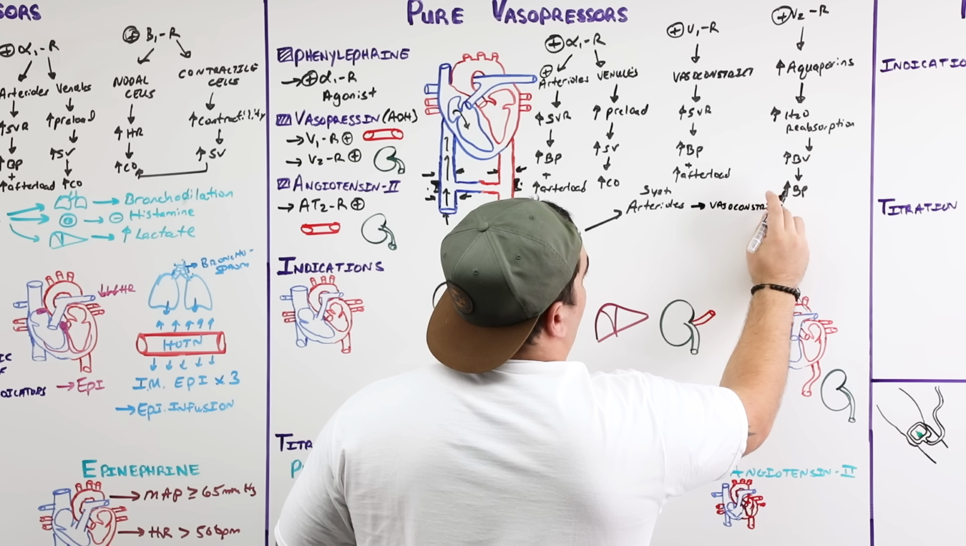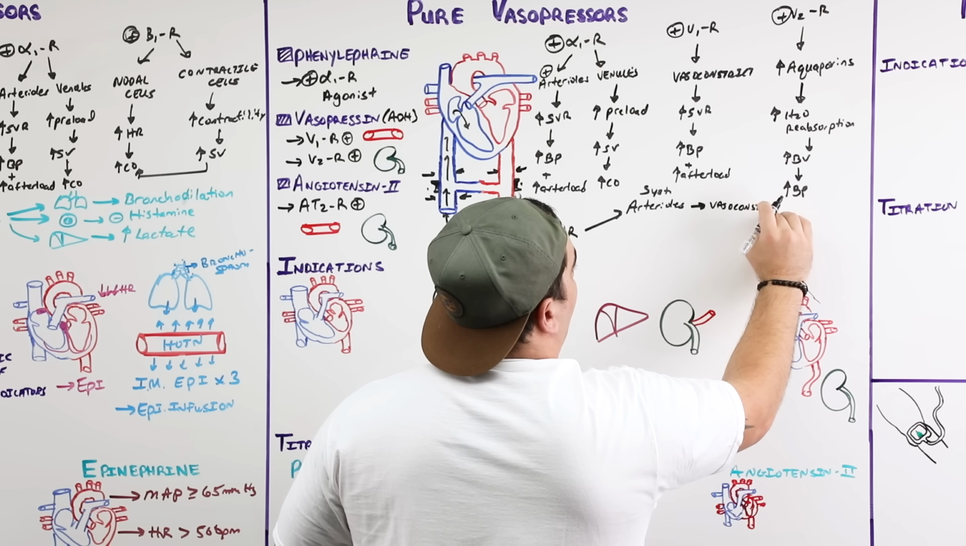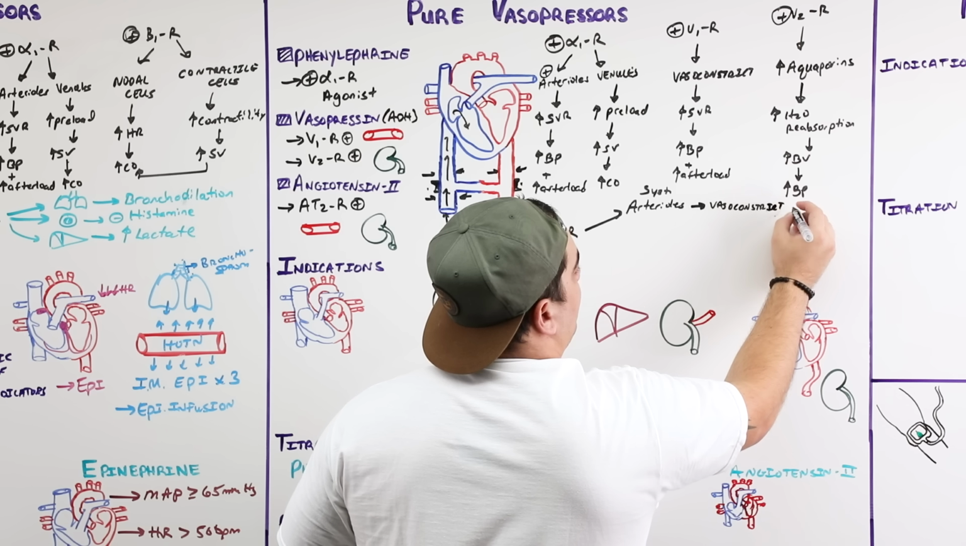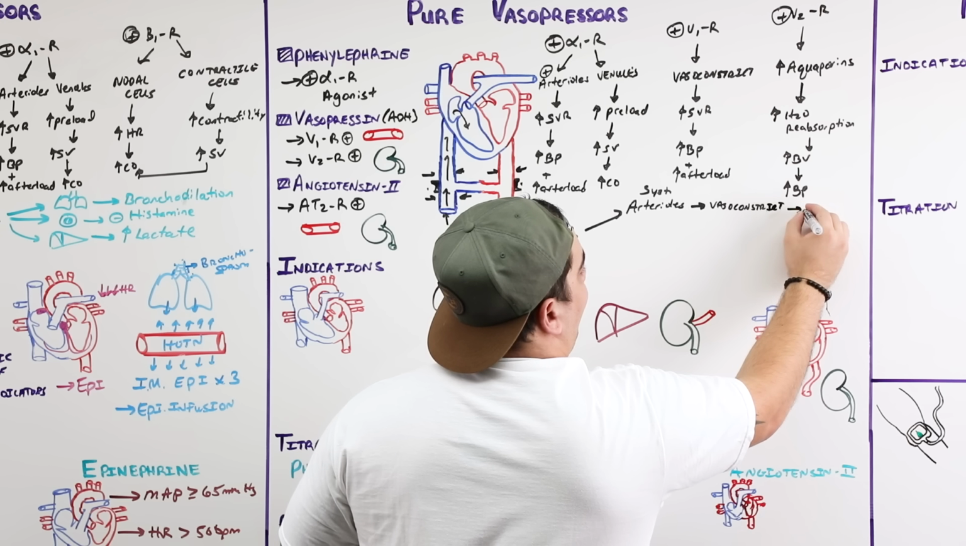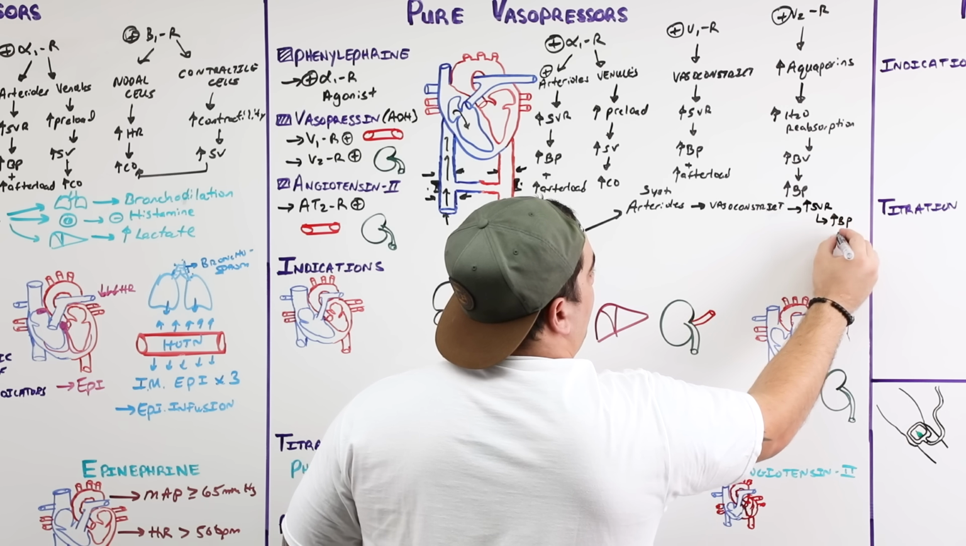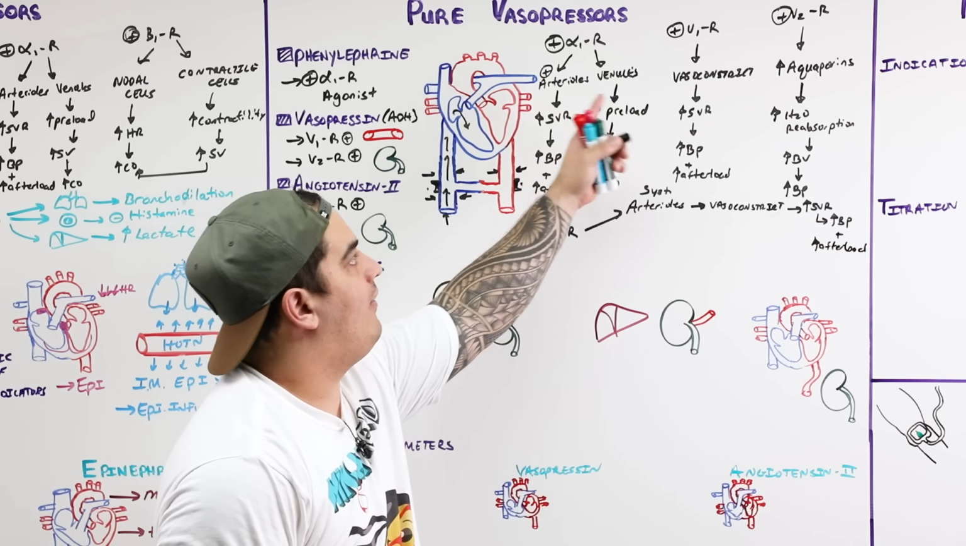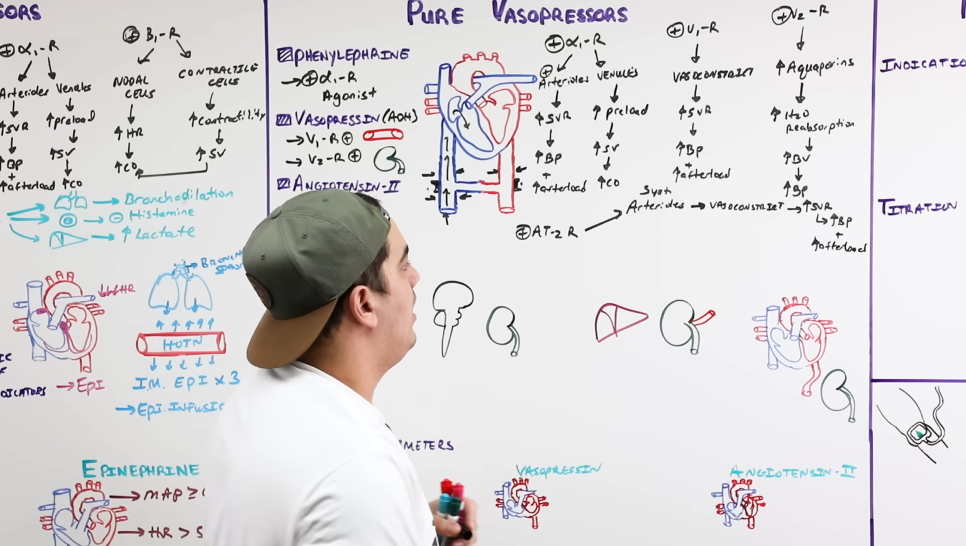When it vasoconstricts the vessels, what's the overall effect of when you clamp down on the vessels? When you vasoconstrict vessels, you lower the diameter. When you lower the diameter, you are going to increase your systemic vascular resistance, and that is going to increase your blood pressure, and that's also going to increase your afterload. Right? Same thing as we talked about with the alpha ones, and same thing with the V1 receptors.